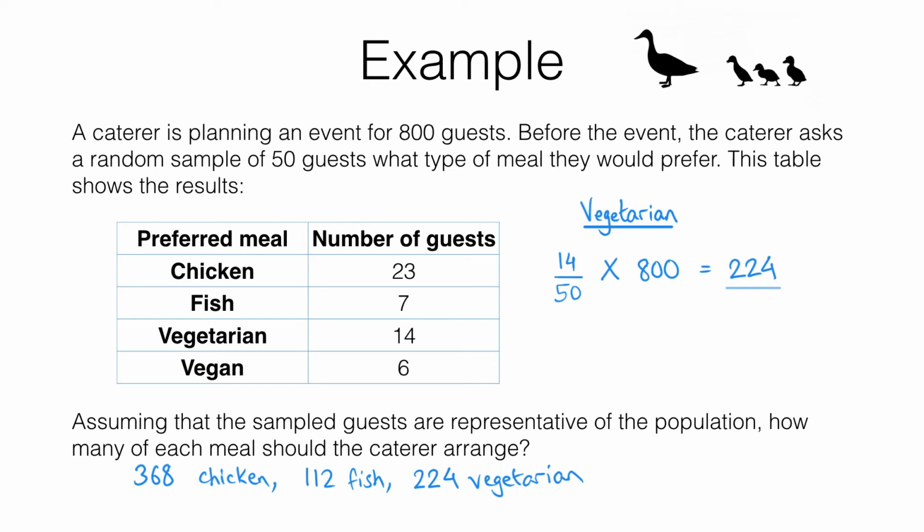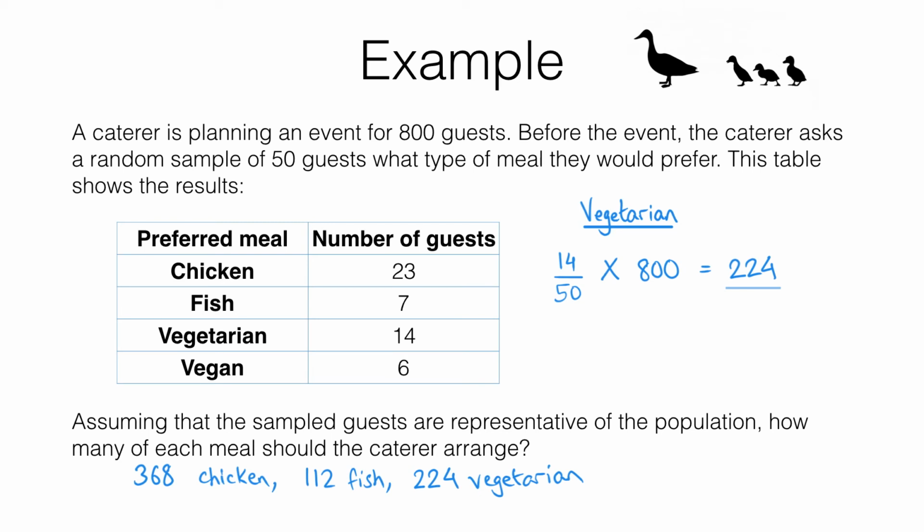Now, it's worth noticing here that in the sample of 50, we had twice as many people choosing vegetarian meals as fish meals. 14 is twice as much as 7. And if the sample is representative of the population, we would expect twice as many people in the population to choose vegetarian as fish. And hopefully you can see that 224 is twice as much as 112. If you spotted that, you could have avoided doing this working and just doubled 112 to get 224 here.